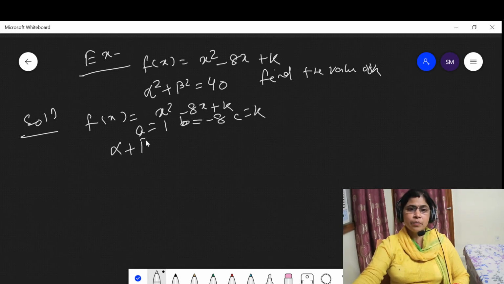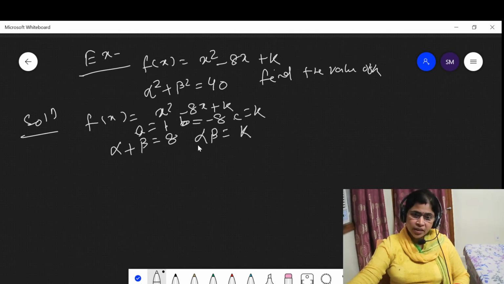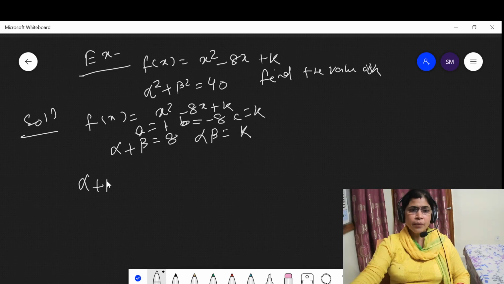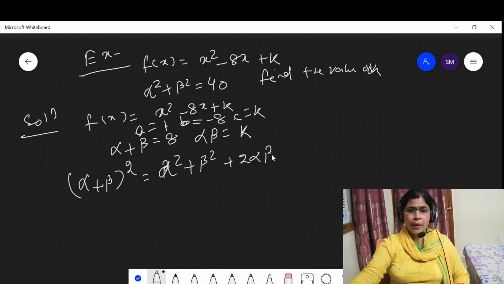Then alpha plus beta is minus b upon a. This means minus of minus 8 upon 1 means 8. Alpha into beta is c upon a. This means k upon 1 means k. Then here alpha square plus beta square is given. Then now let us solve this. If I write alpha plus beta whole square is equal to alpha square plus beta square plus 2 into alpha beta.